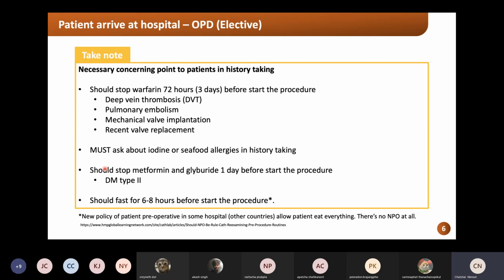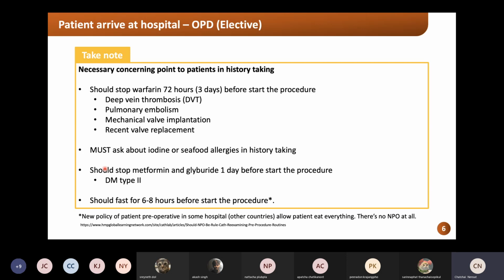So we have to be concerned about metformin or DM drugs taking in the DM patient as well. We have to let the patient stop these drugs, metformin and glyburide, for at least 1 day before starting the procedure. And the last one, like I told you, patients should fast at least 6 to 8 hours before starting the procedure.